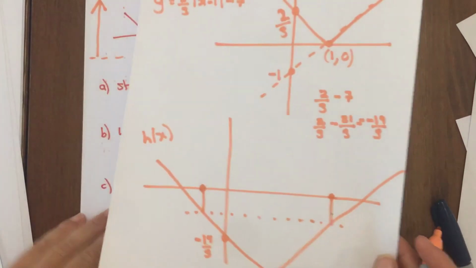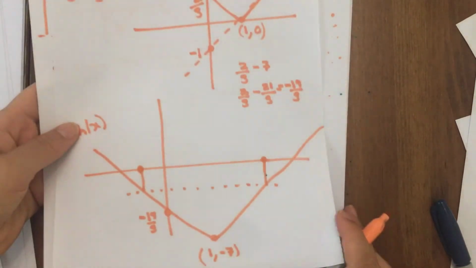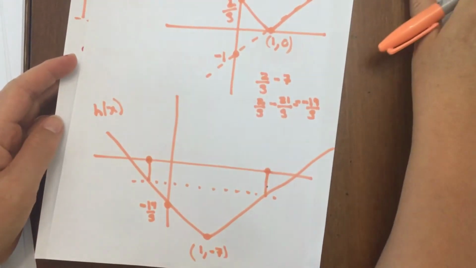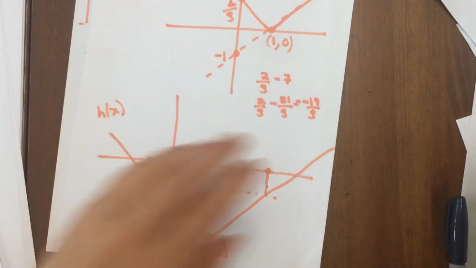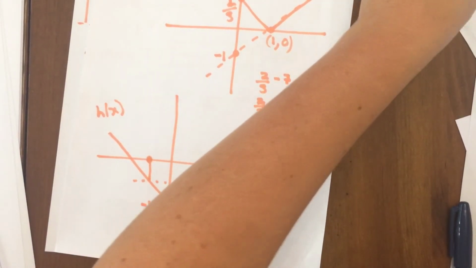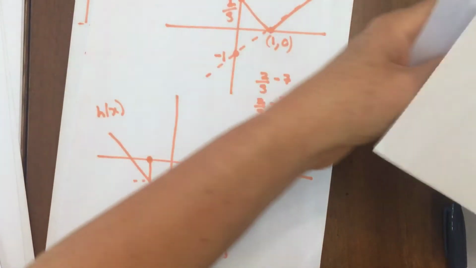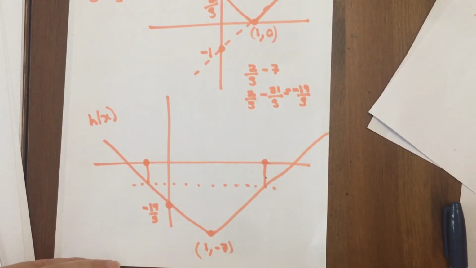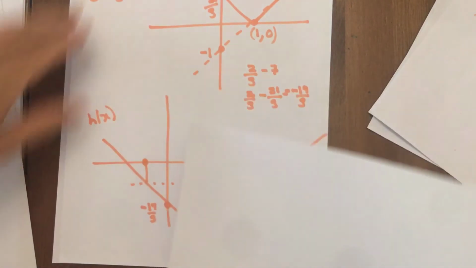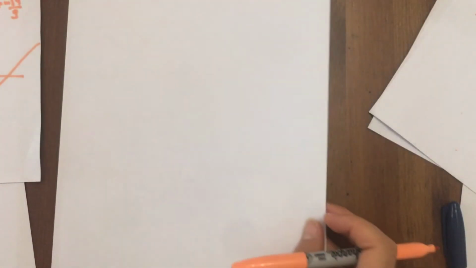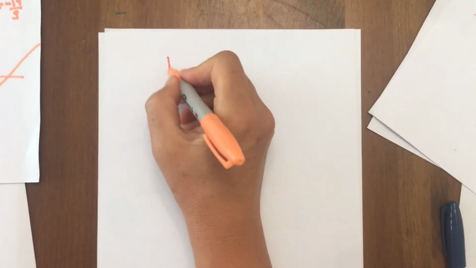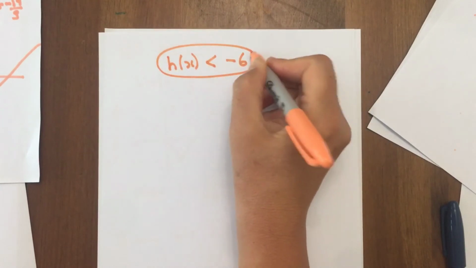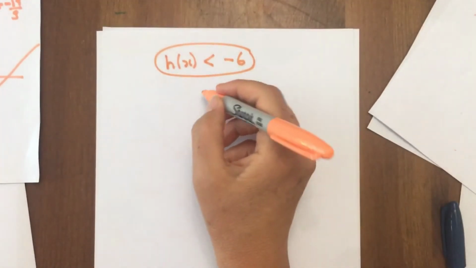Okay, next question. You're asked to solve part C: when is h of x less than minus 6? I'm just getting my question again, apologies for this. So let's just write that question out again. I want to find all the values of x for which h of x is less than negative 6.